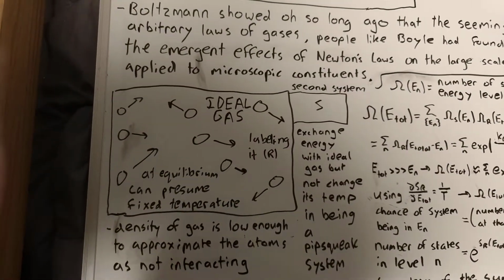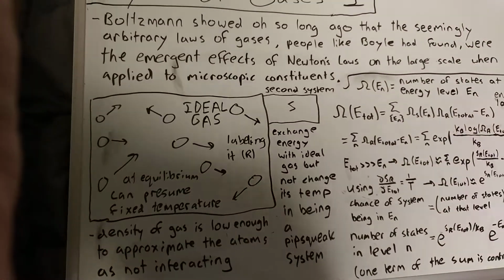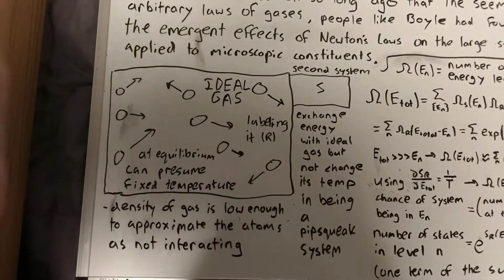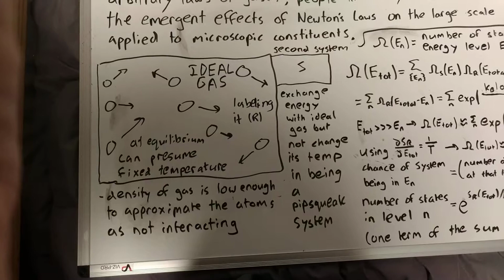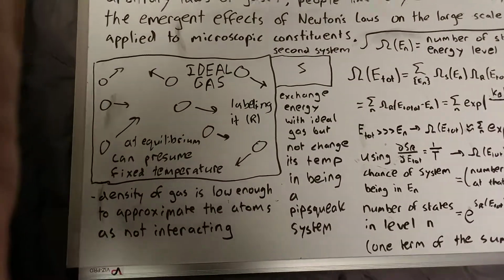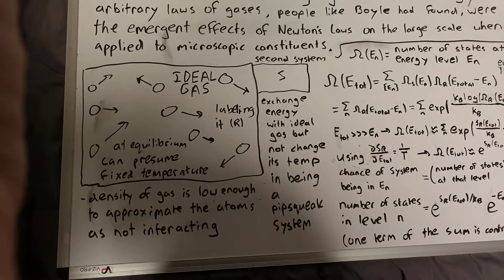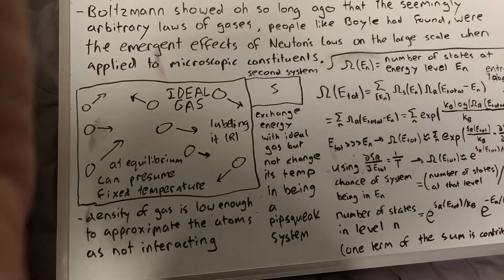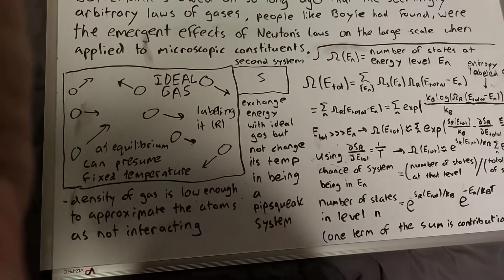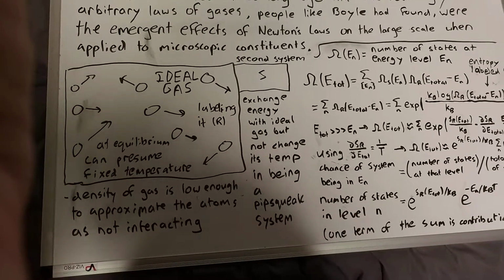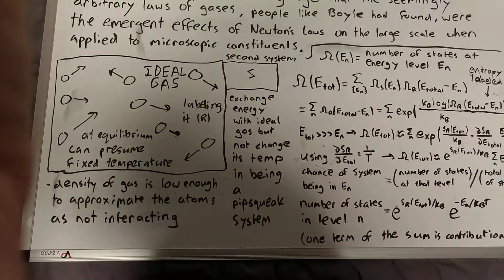To the left, you can see I've written a diagram of the system we're going to be working with. The circles are meant to be atoms, and the arrows are them buzzing around. The density of the gas is presumed to be low enough that we can approximate the atoms as not interacting. Labeling the system as R. There's a second system that's really insignificant, but it can exchange energy with the ideal gas. We're going to need it for the mathematics. But it can't change its temperature, because it's very insignificant. The energy that it can exchange isn't enough to significantly warm it at all.